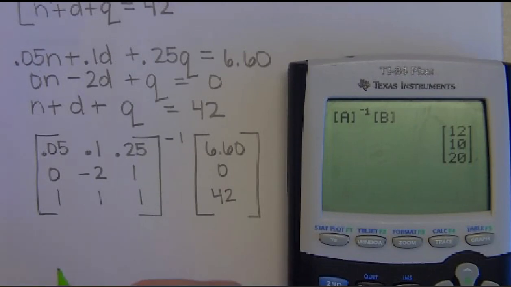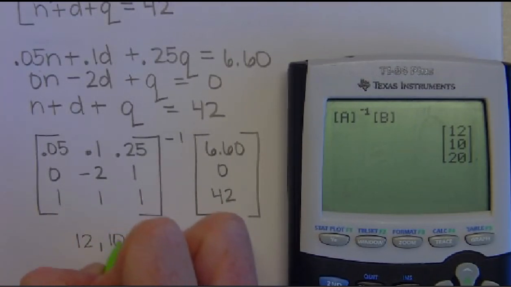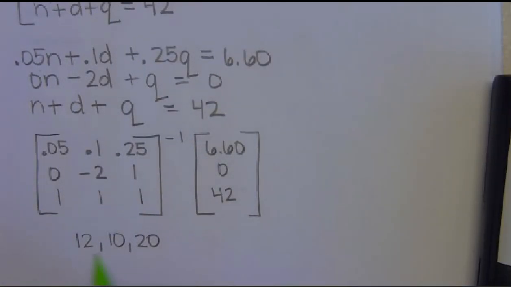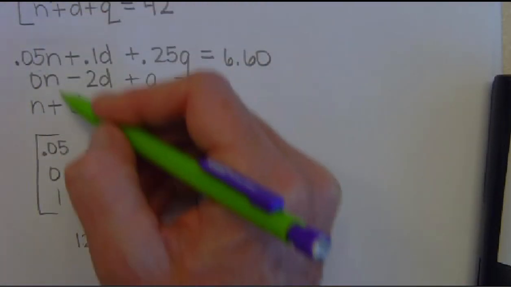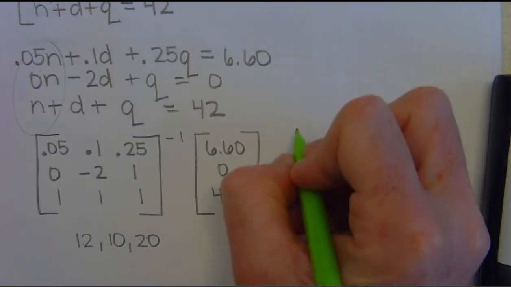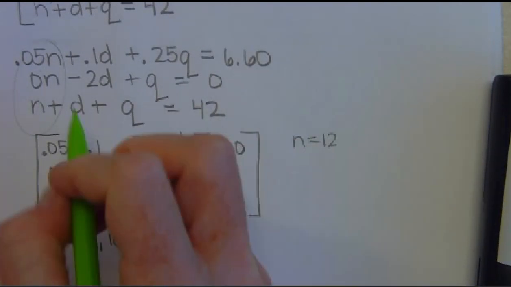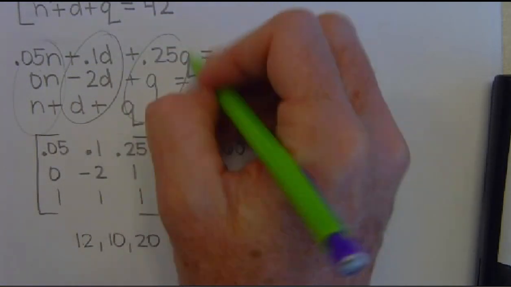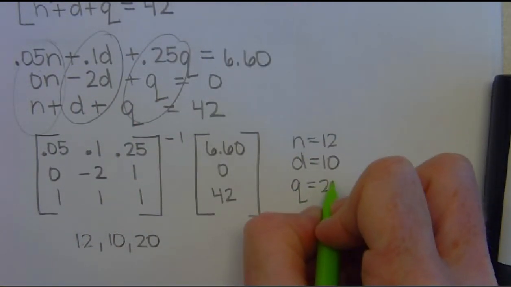And you will see my values are 12, 10, and 20. So what this means is that, because my N's were first, there were 12 nickels, there were 10 dimes, and there were 20 quarters.